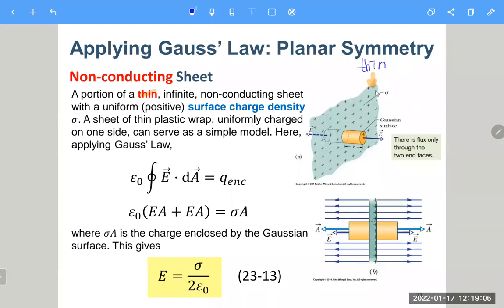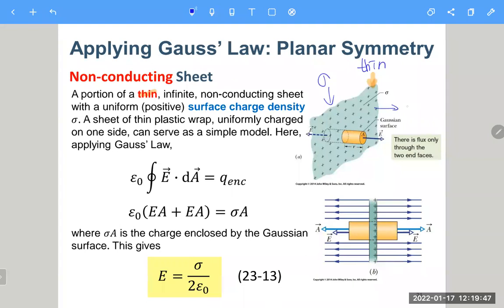Actually, we have the surface charge density to be sigma, and the plate is thin. We also define the Gaussian surface to be a cylinder, and the axis is perpendicular to this plate, to this non-conducting sheet. So we also apply Gauss's law for this Gaussian surface.